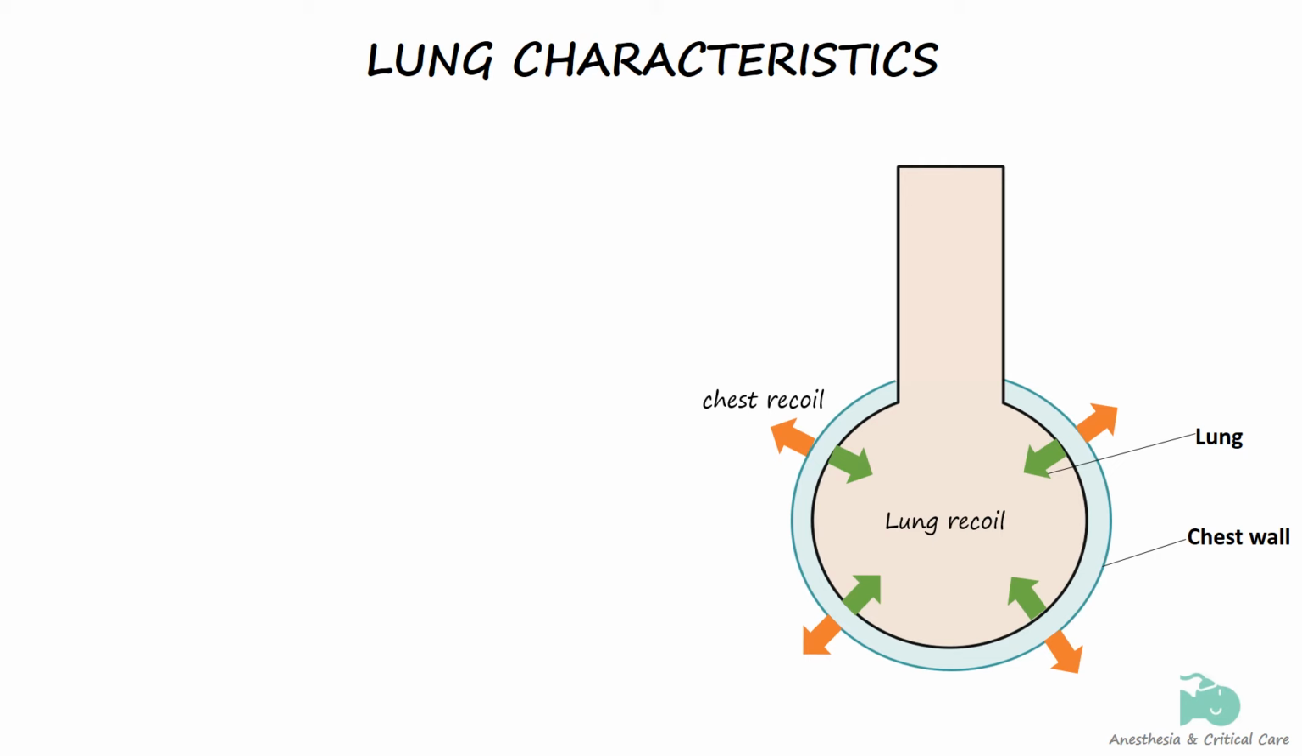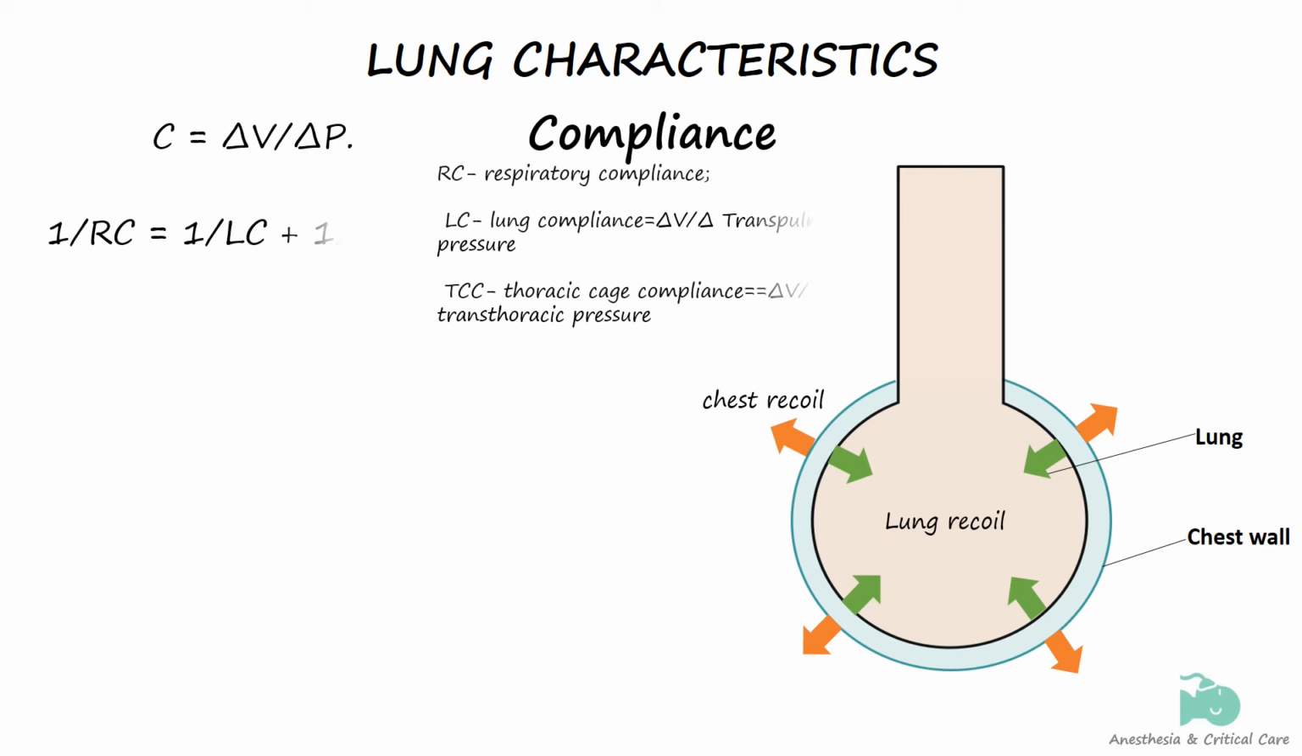Pulmonary physiology uses the term compliance to describe this property. So, compliance is the relative ease with which the structure distends. Mathematically, compliance is change in volume over change in pressure inside the lung, or transpulmonary pressure. Therefore, compliance of the respiratory system is the sum of the compliances of both the lung parenchyma and the surrounding thoracic structures.